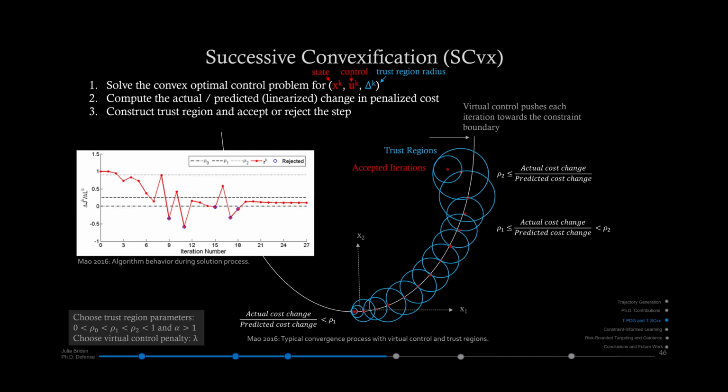And an example of this process is shown here by Mao, where we have our change in J, which is our non-convex cost, over our convex cost L. And we see it iterates up and down until we actually converge to our final solution.